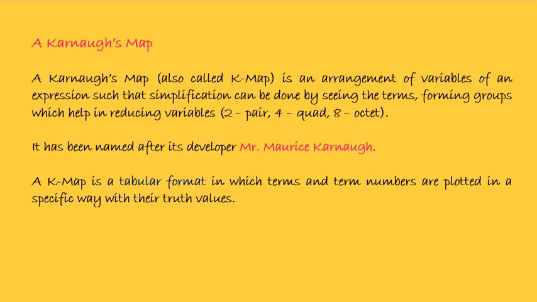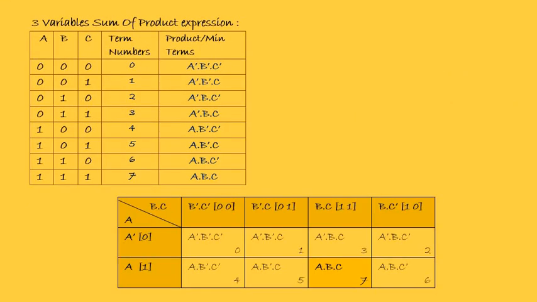There is a table in which there is a style in which the terms have to be fit. We'll start with a three variable sum of product expression. A two variable sum of product expression is very small to explain, so we begin with three variables. Later on, we can explore all those things slowly. Coming to the truth table, it's probable that you know about it because this is the base of it.